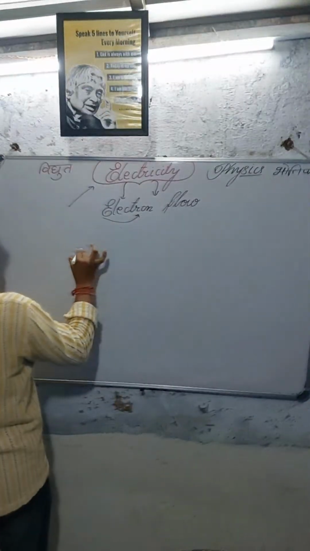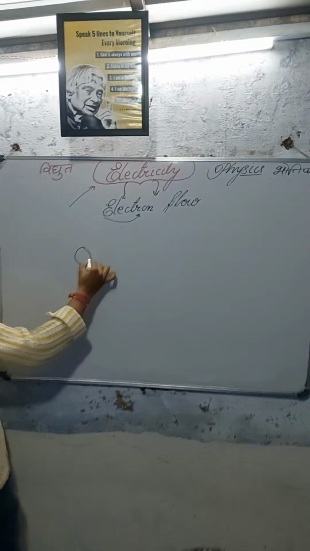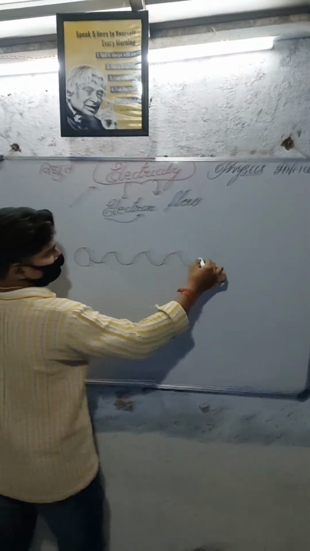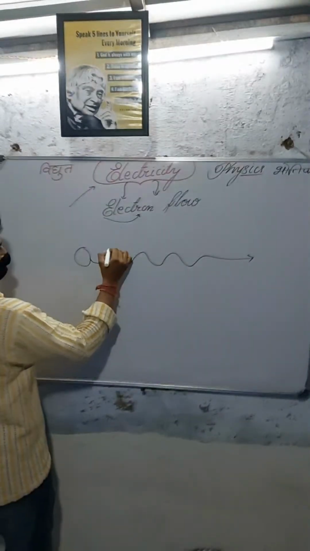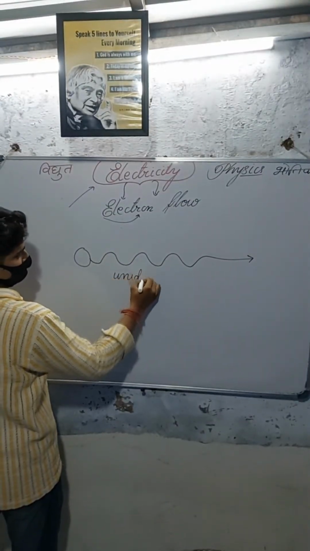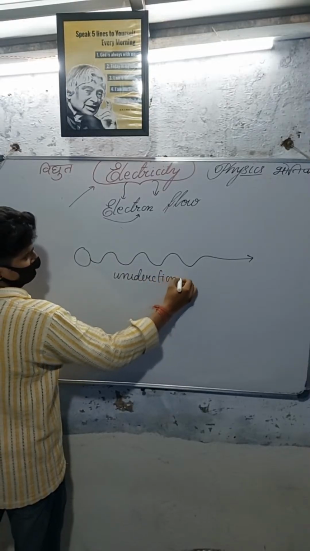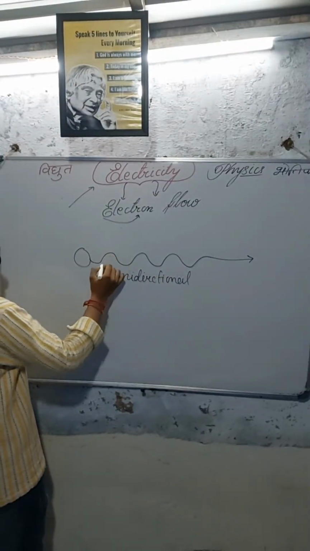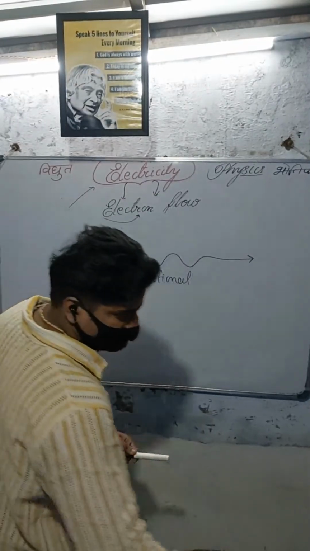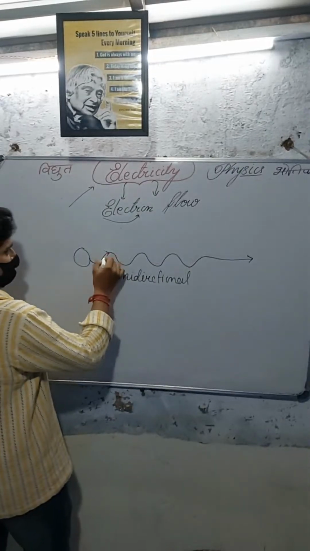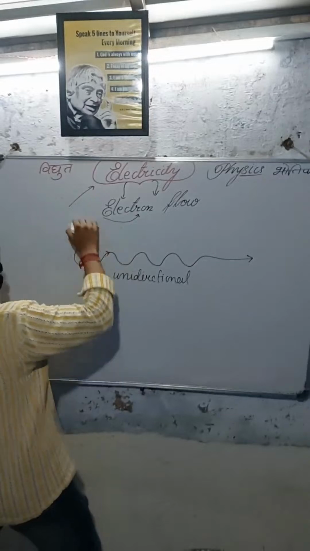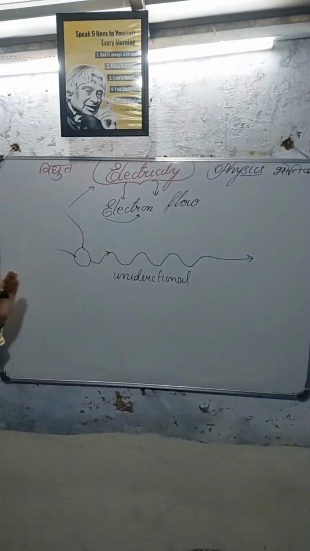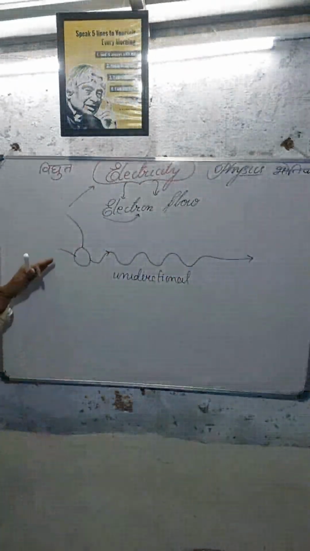This is an electron. This is an electron. They flow, my dear, in a specific direction. Always unidirectional. That means they always flow in one direction. Electrons do not just move away anywhere. No, there is a specific direction, like the sun always rises in a specific direction. The same thing applies to electrons, which are always moving in one direction.